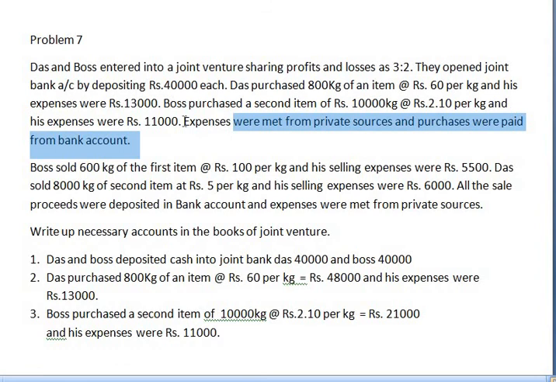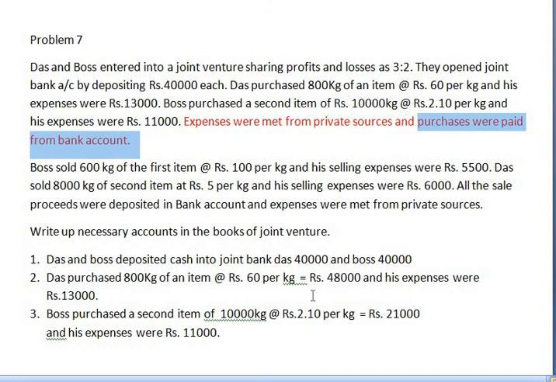So this line is very important because they are telling that expenses were met from private source. If we make any expenses, it is paid from the private account, and the purchases were paid from bank account. If any purchases are made, who pays for it? The bank pays. So I repeat, expenses were met from private source, and if any purchases were made, the bank pays.